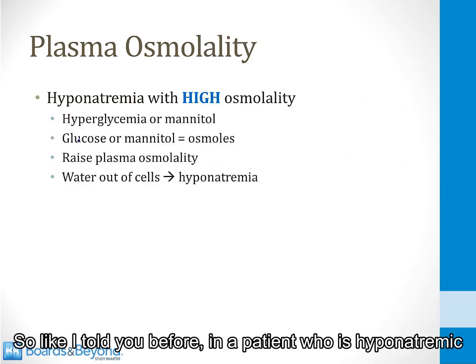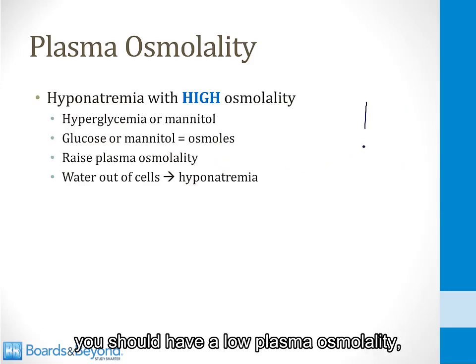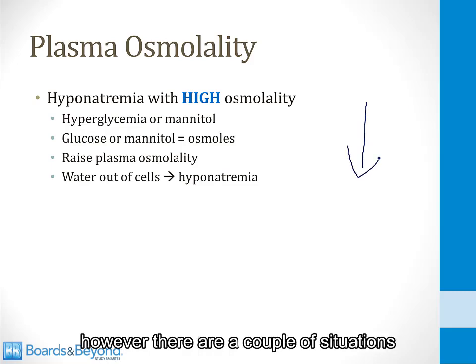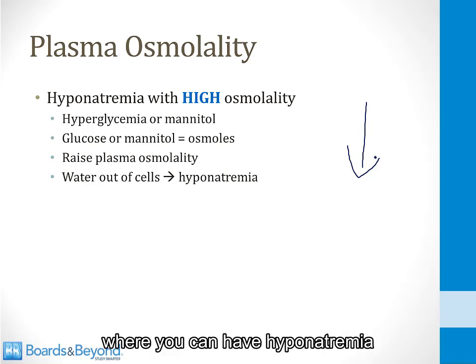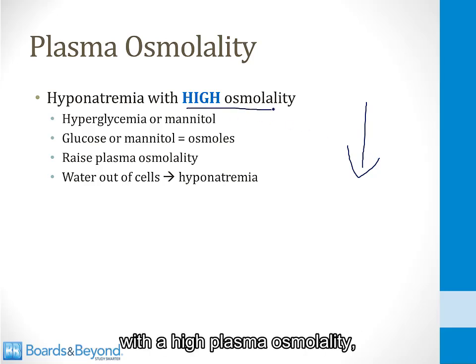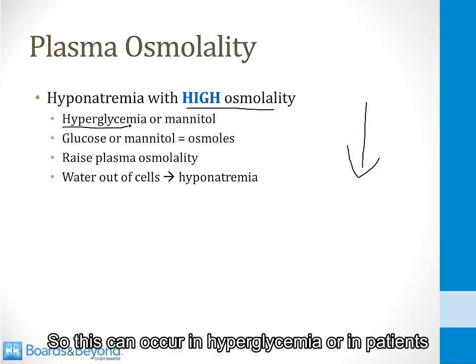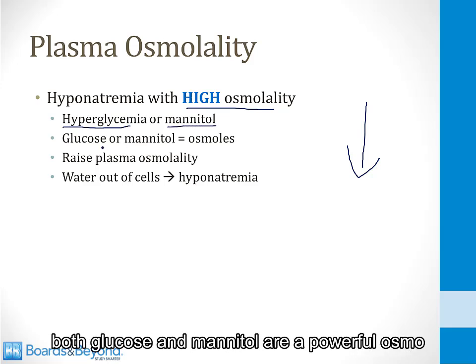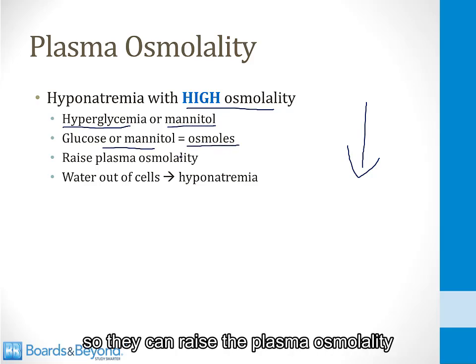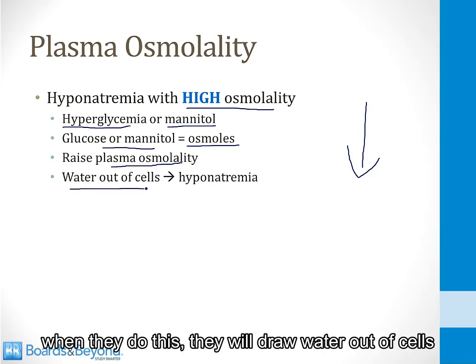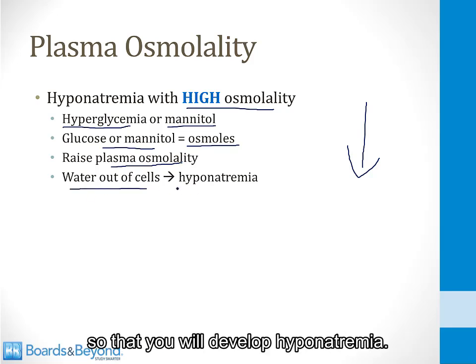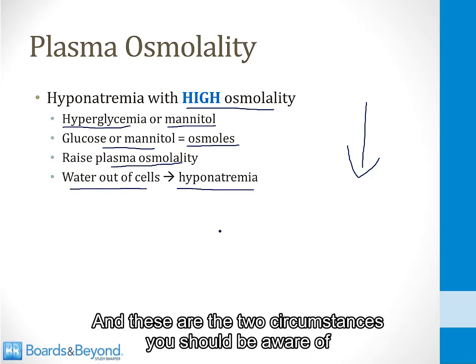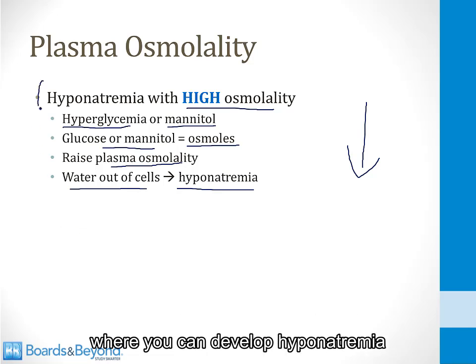So like I told you before, in a patient who is hyponatremic, you should have a low plasma osmolality. However, there are a couple of situations where you can have hyponatremia with a high plasma osmolality. Let's talk about what those are. So this can occur in hyperglycemia or in patients who have received the osmotic diuretic mannitol. Both glucose and mannitol are powerful osmoles, so they can raise the plasma osmolality. When they do this, they will draw water out of cells and dilute the sodium levels so that you will develop hyponatremia.